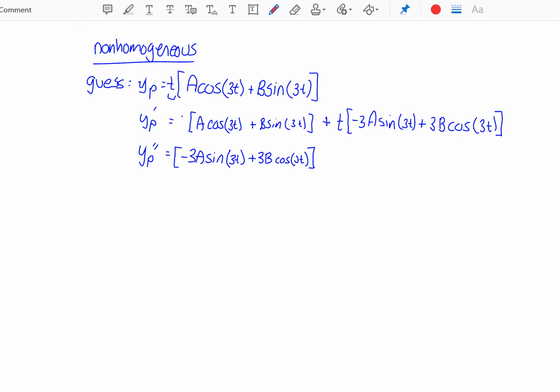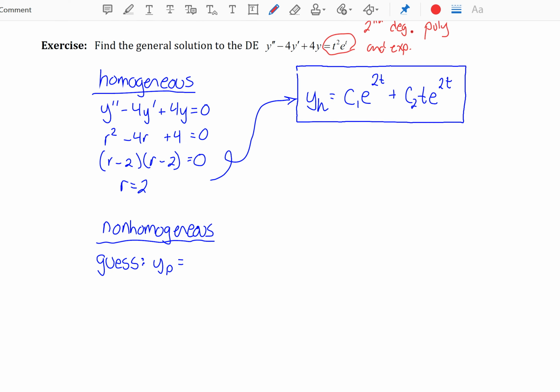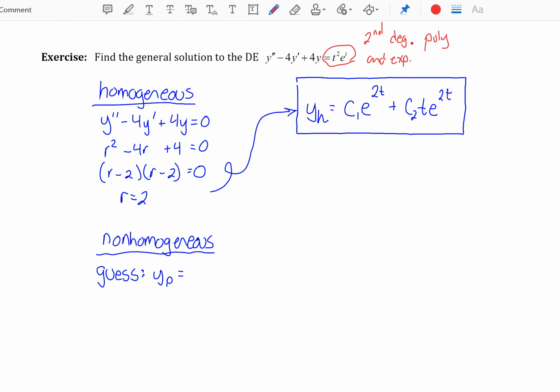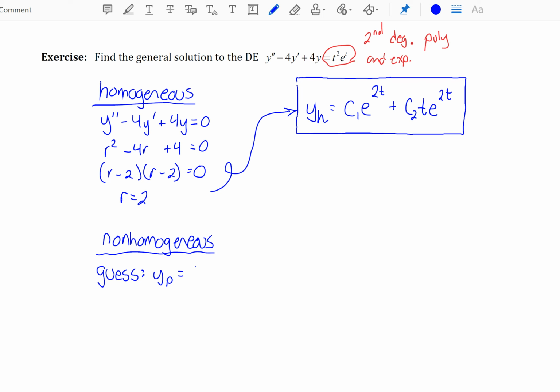So if we jump down to our example, because ours is a second degree times an exponential, I'm going to guess a forcing function that looks like at squared plus bt plus c times e to the t. And this is going to be our guess.